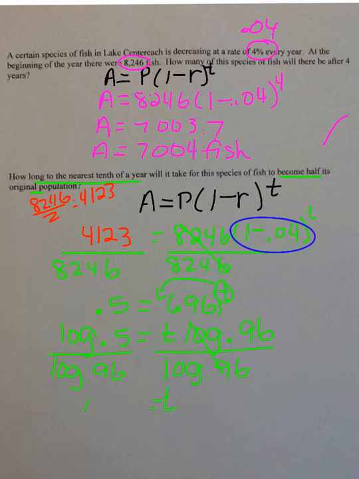So we have 16.9797. And it says to the nearest tenth of a year. So the 7 rounds the 9 up to a 10. So it's 17.0 years. Okay, so that's it.